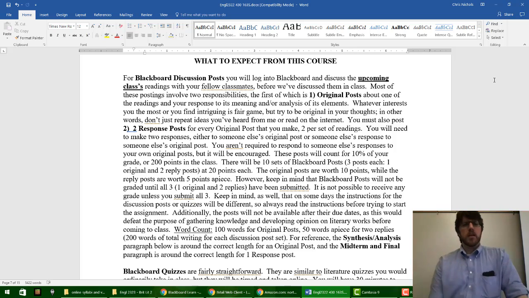So with the Blackboard discussion posts, here's how they work. You'll log into Blackboard and discuss the upcoming class's readings with your fellow classmates. So strangely, the first reading is Beowulf. You'll get onto Blackboard and you'll discuss Beowulf with your classmates before we've ever talked about it in class. So we have not discussed it yet. You'll have read Beowulf and just on your own have come up with some thoughts and opinions about it. You'll log onto Blackboard, discuss it.